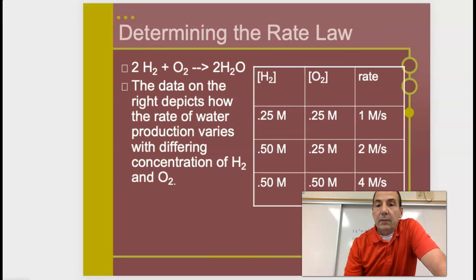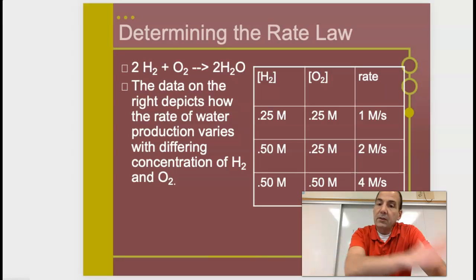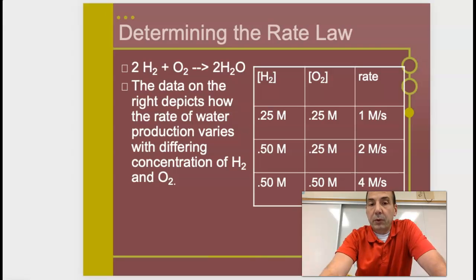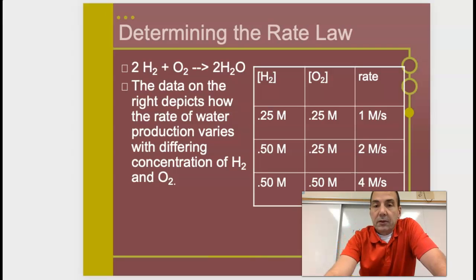So we need laboratory data, or we need more information to know what the mechanism is. We'll talk about it from a mechanism point later on in the unit. Let's talk about it from an experimental data point of view. So what we would do is we would collect data, we'd run this reaction, and we would vary concentrations and see what happens to the rate of the reaction.